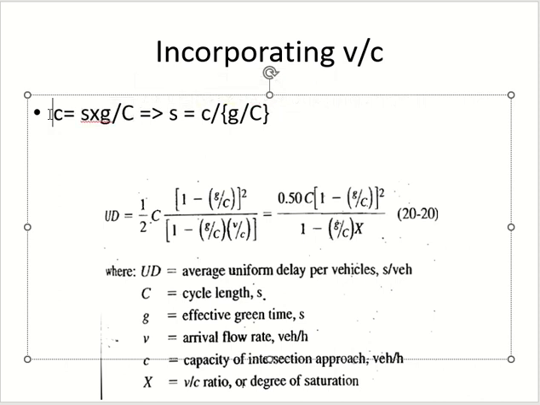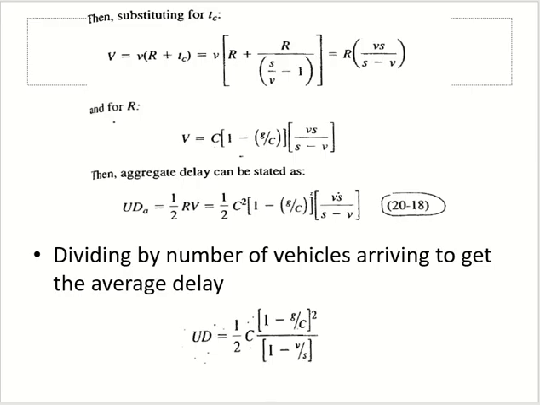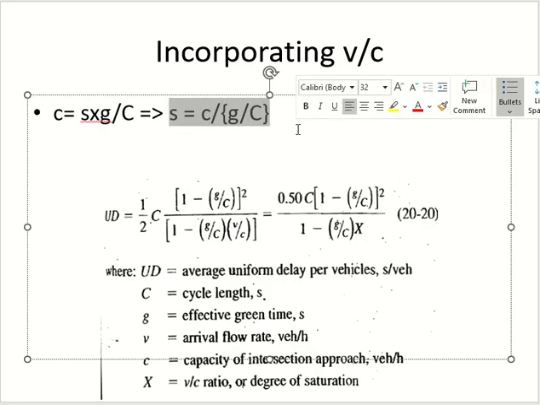Okay. So if capacity equals saturation flow rate multiplied by G by C, then saturation flow rate equals capacity upon G by C. Now I had this equation, in which I have saturation flow rate. Saturation flow rate equals this. So in the average delay equation, I'll replace saturation flow rate with this expression.